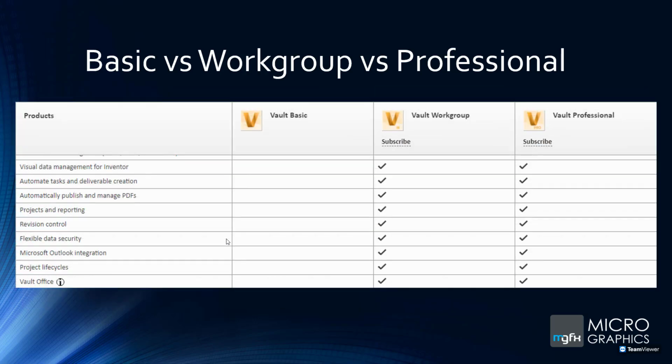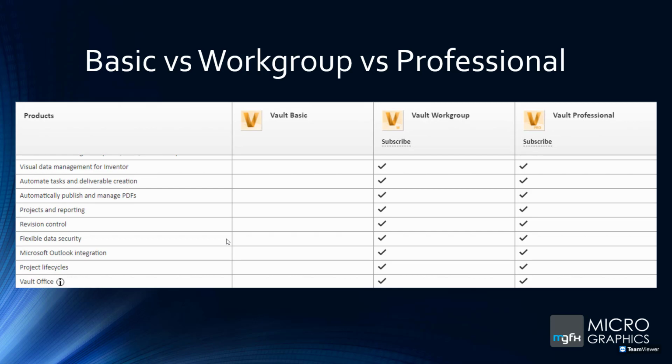Okay, so now we go into the realm of where you've just got Vault Workgroup and Vault Professional functionality. So now Vault Basic cannot do this. Visual data management for Inventor. Okay, so for that, there's something called shared views, where you can just give a link to someone. They click on the link, it opens up in your Internet Explorer, but Vault will manage that.